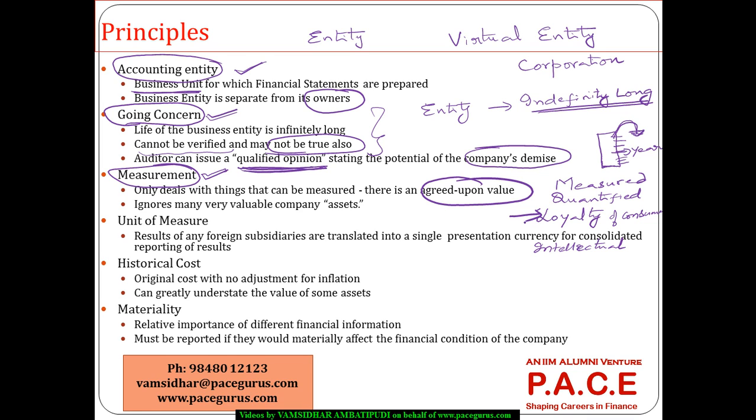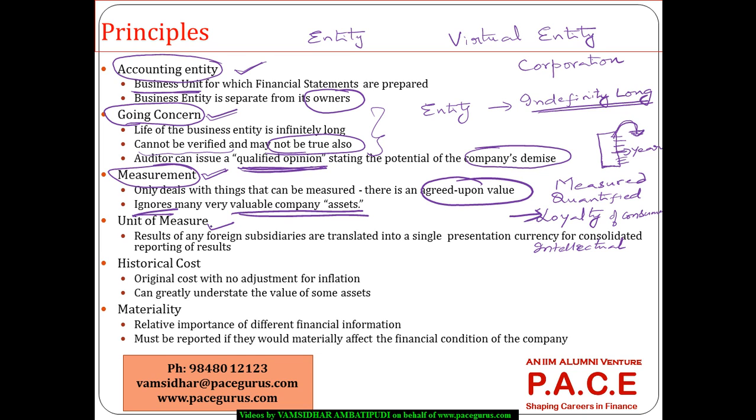Though loyalty of the consumers or intellectual capital of the resources play an important role in the success of the business, they do not make their entry into the preparation of the financial statement, which means the company ends up ignoring many valuable assets which definitely contribute to the success of the business. That's one more thing that we need to understand as far as the financial statements or accounting principles are concerned.